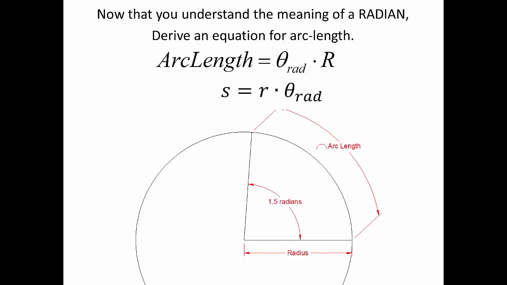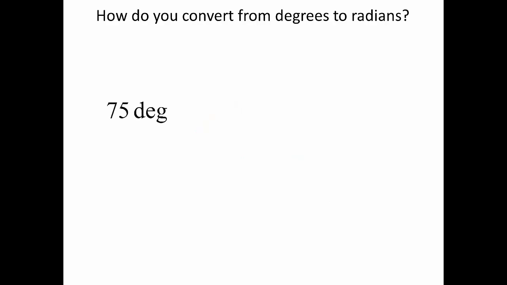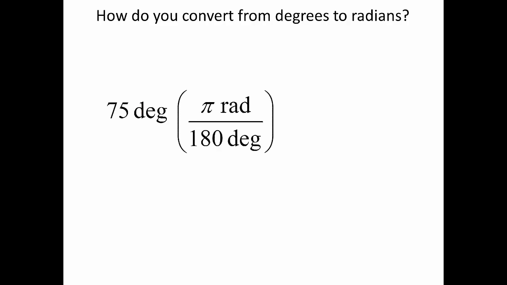In this course, we're going to represent the arc length, or the position along the arc, s, as the radius times the angle in radians. So how many radians are there in half of a circle? Well, half of a circle has pi radians. Why is this an important relationship? Well, it helps us in our conversion from degrees to radians. So how do we convert from degrees to radians? Well, if we have an angle of 75 degrees, we can convert that to radians by multiplying it by pi radians per 180 degrees. In this case, our degrees cancel and we're left with radians, which would be 1.31 radians for a 75 degree angle.